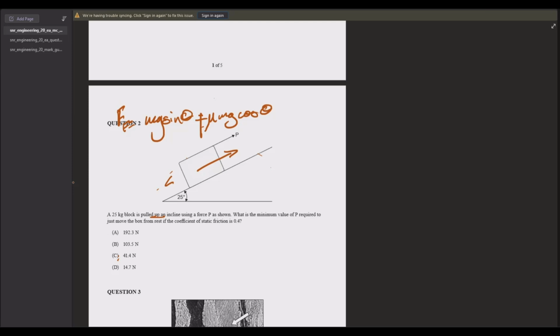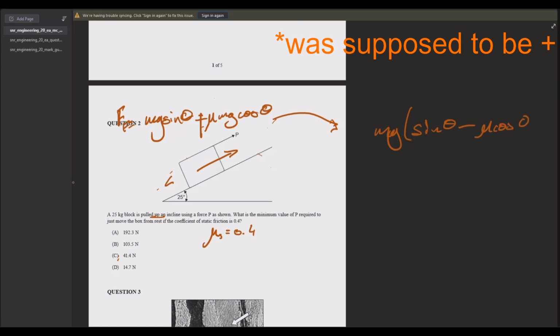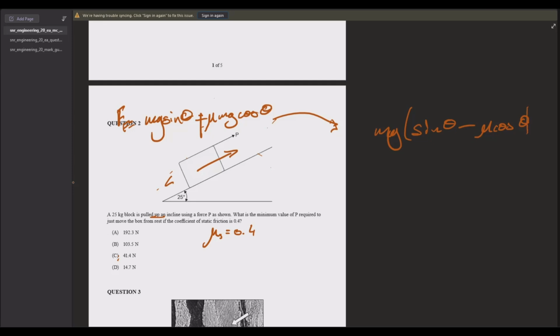And just looking at the question here, we are getting pulled up the incline, and we're looking for the minimum value when mu is 0.4, and that's static mu. So what we're going to do there is let's bring this over here and simplify it a little bit. So we can have mg on the outside, sine theta minus mu cos theta. And my tablet broke again. There we go. And it's going to be 25 times 9.8 times sine of 25 degrees minus 0.4 cos 25 degrees.